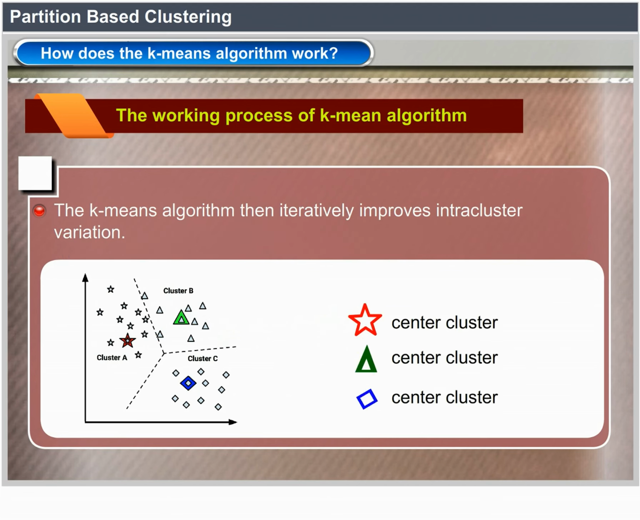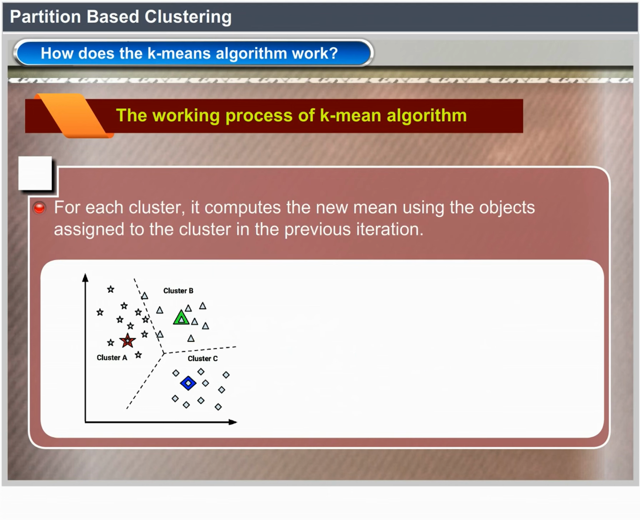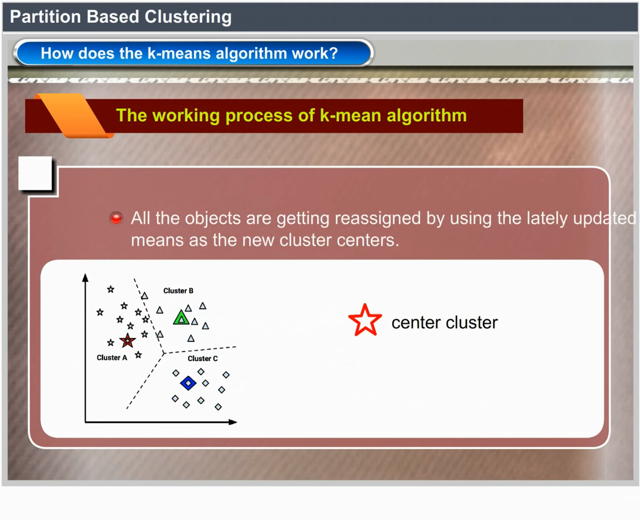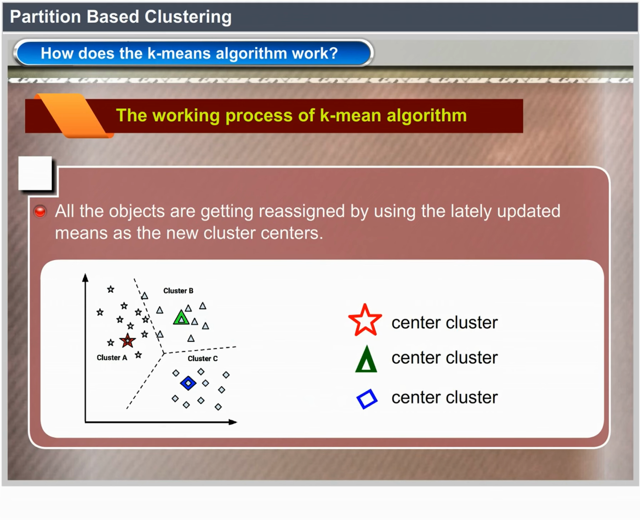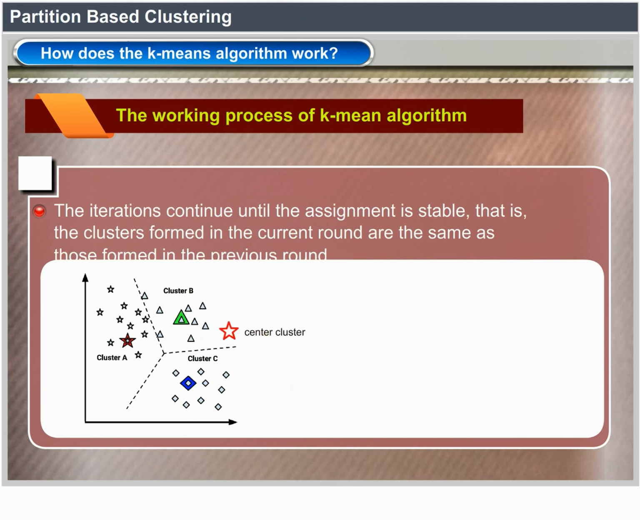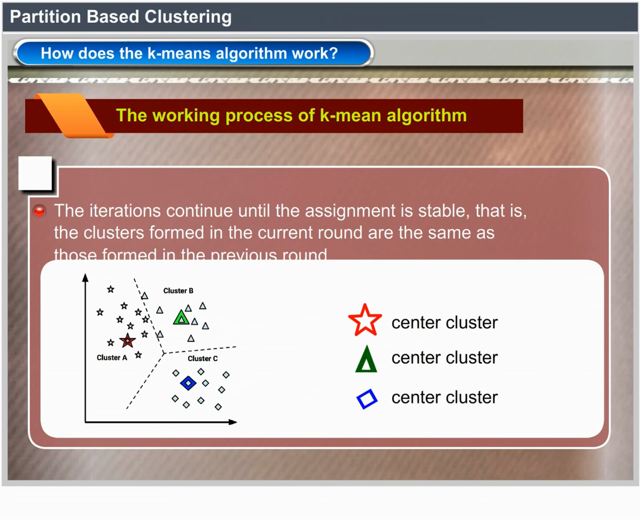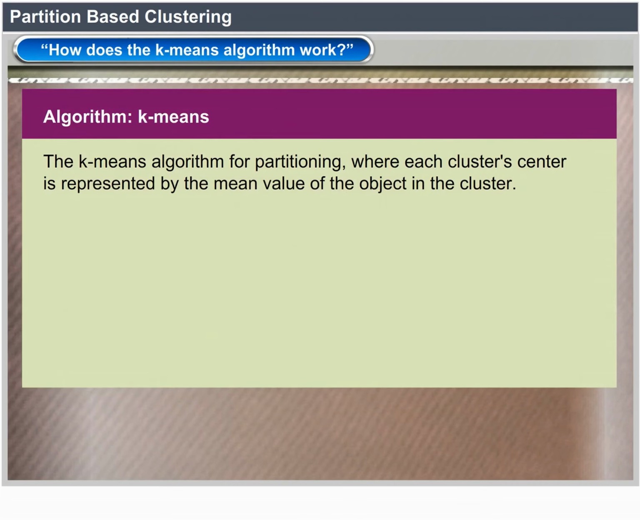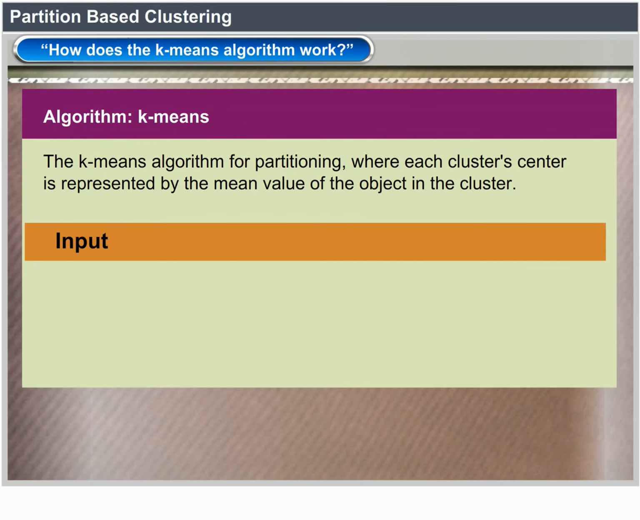For each cluster, it computes the new mean using the objects assigned to the cluster in the previous iteration. All the objects are then reassigned using the updated means as the new cluster centers. The iterations continue until the assignment is stable, that is, the clusters formed in the current round are the same as those formed in the previous round. Algorithm k-means. The k-means algorithm for partitioning, where each cluster's center is represented by the mean value of the objects in the cluster. Input: k, the number of clusters, D, a dataset containing n objects.